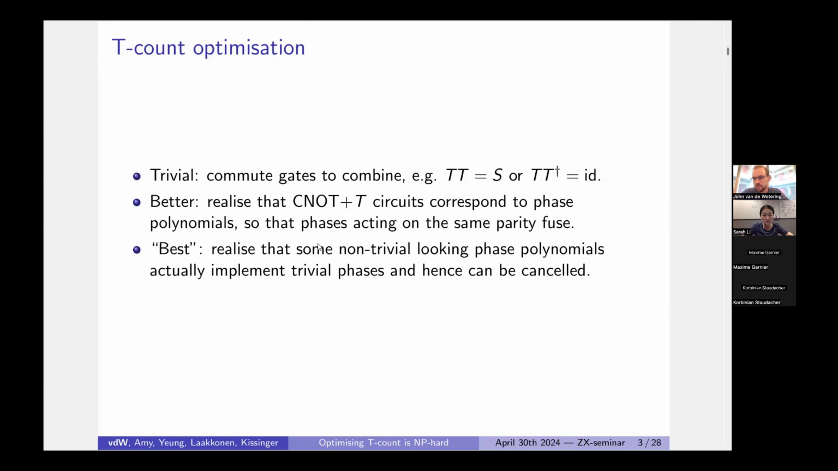How this happens is a bit complicated, but I'll say a little bit about what these problems look like. But this is sort of the best way we know now to non-trivially optimize the T-count of large circuits. You can also do brute force search for very small ones, but if you want to go to any kind of size, this is the best thing we know how to do.